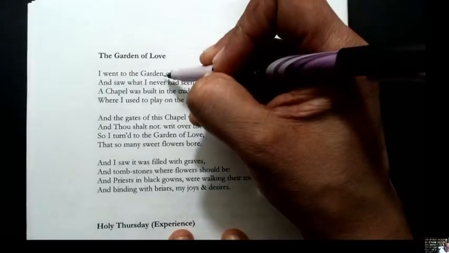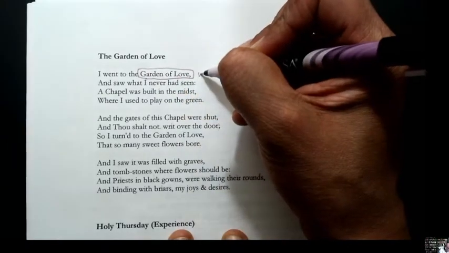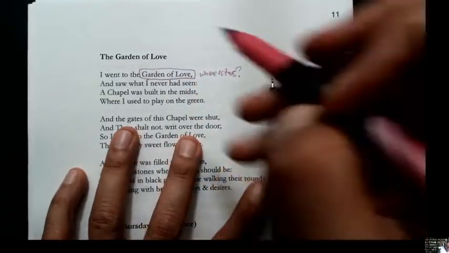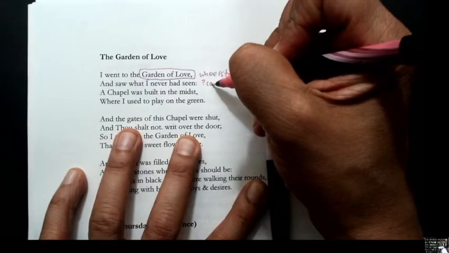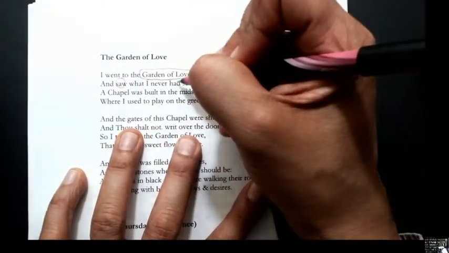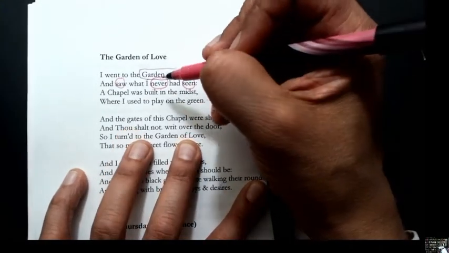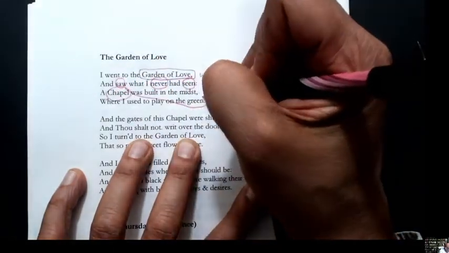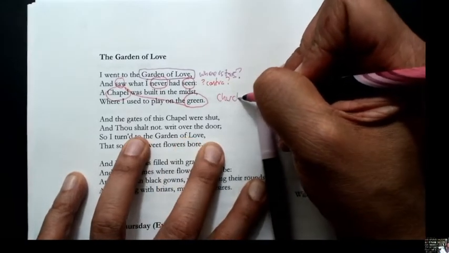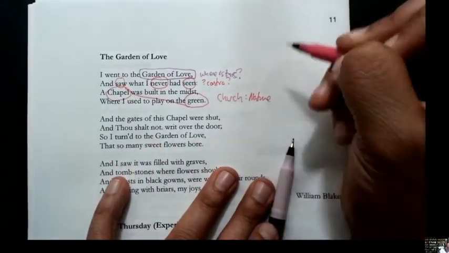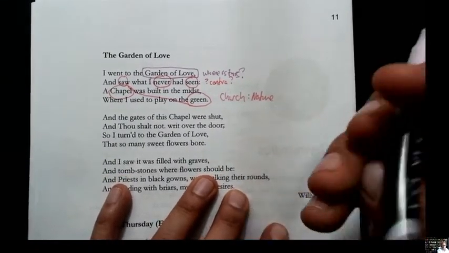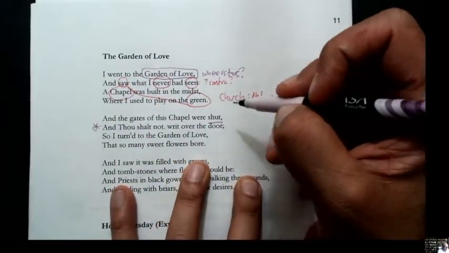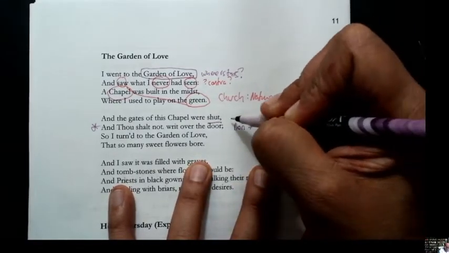"I went to the Garden of Love." I mean, what is this? Where is this? "And saw what I never had seen." Contradiction. Saw, never seen. "A chapel was built in the midst where I used to play on the green." So here we have the church versus nature already. "And the gates of this chapel were shut. And thou shalt not writ over the door." The rules. Don't. Rules.